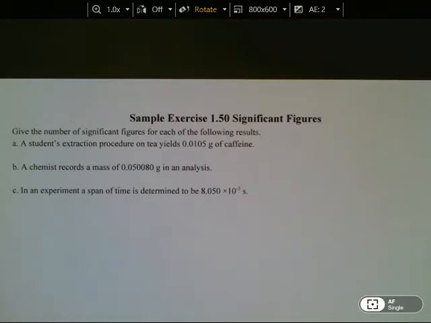And then C, in an experiment, a span of time is determined to be 8.050 times 10 to the negative 3 seconds. For each of these, determine the number of significant figures. Please take time to come up with an answer yourself, whether in your head or by writing it down on a piece of paper. Press pause if you need to. Here are the solutions.